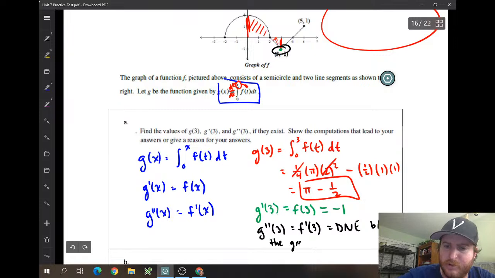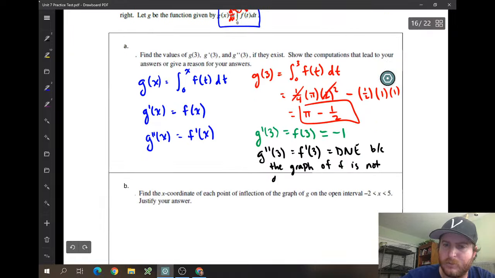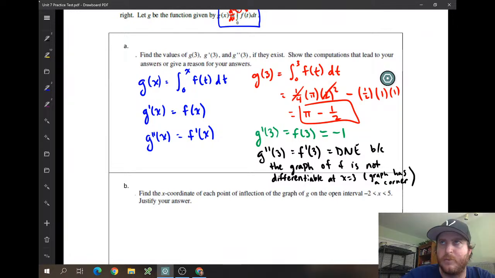the graph of f is not differentiable at x equals 3. So the graph has a corner. Right, so it's not differentiable because there's a corner on the graph.